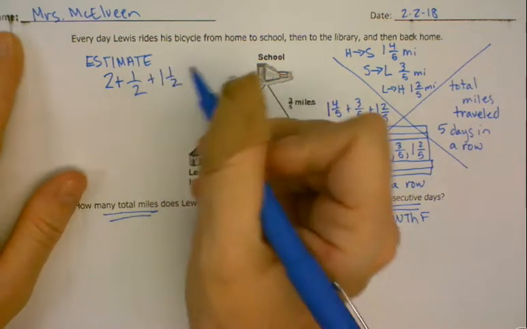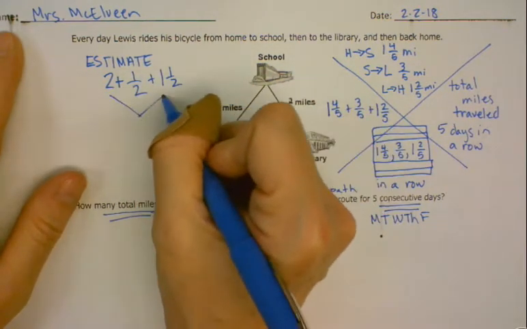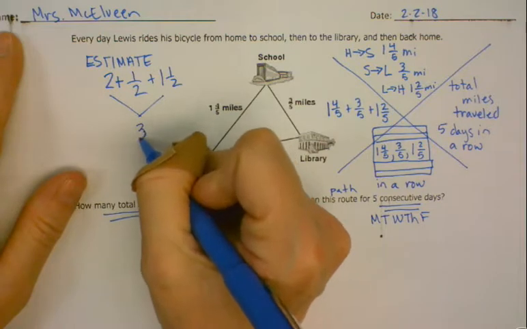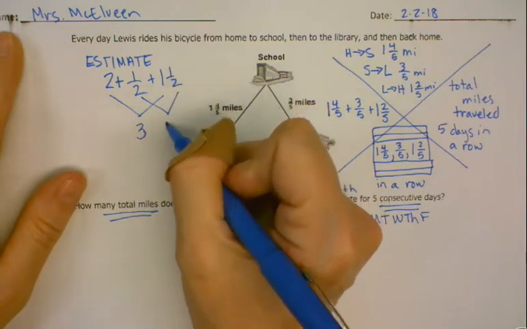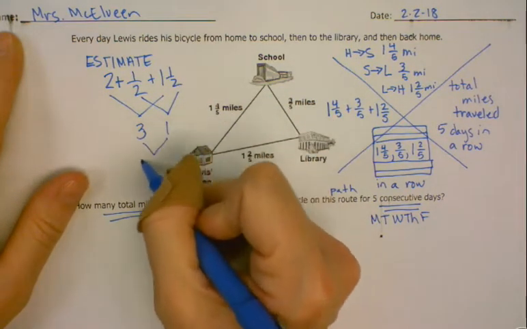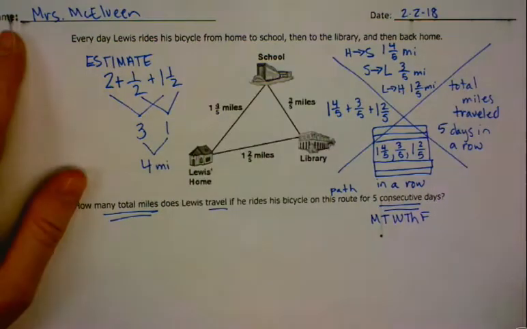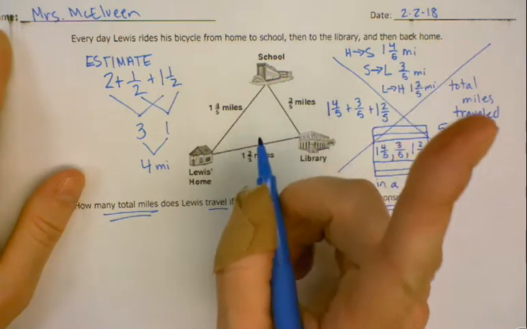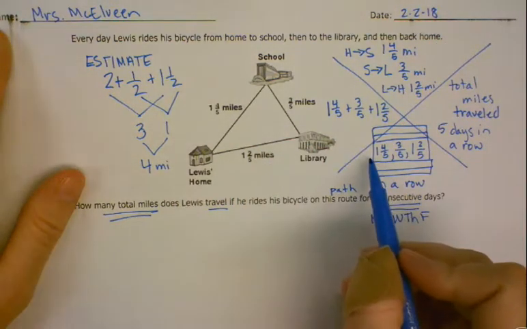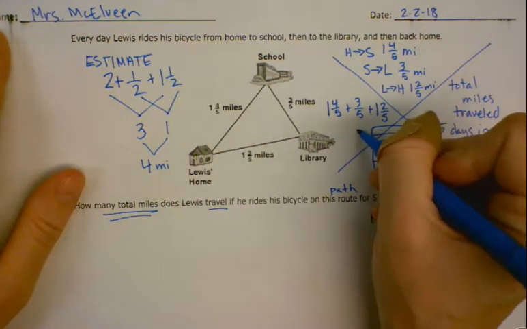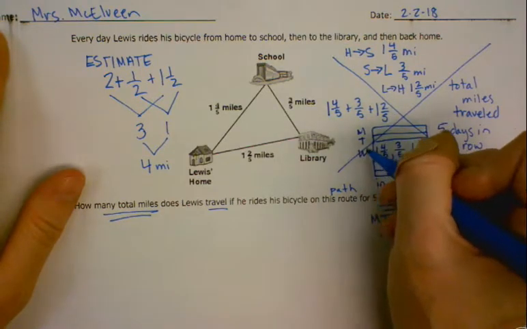So my estimate, I have my whole numbers, that's 3. 1/2 plus 1/2 is 1 whole. So I think he will travel about 4 miles in 1 day. That's just this day. We have to think of Monday, Tuesday, Wednesday, Thursday, Friday.